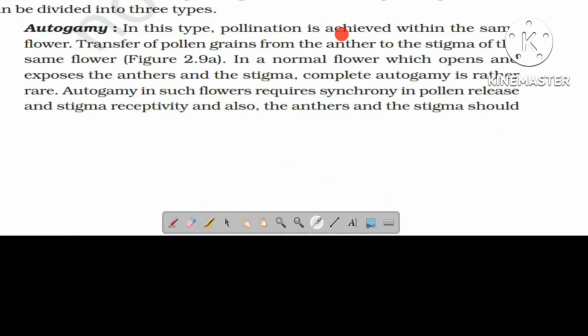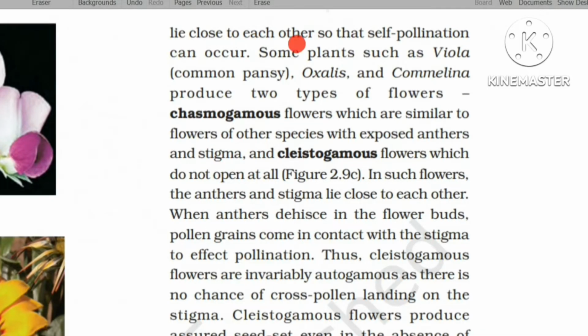Autogamy. In this type, pollination is achieved within the same flower. Transfer of pollen grains from the anther to the stigma of the same flower. In a normal flower which opens and exposes the anthers and stigma, complete autogamy is rather rare. Autogamy in such flowers requires synchrony in pollen release and stigma receptivity, and also the anthers and the stigma should lie close to each other so that self-pollination can occur.